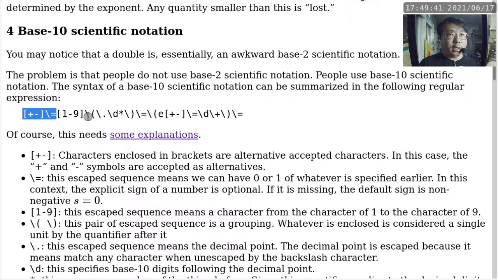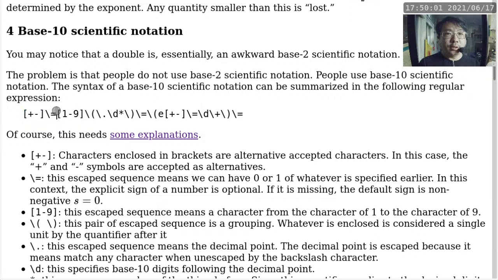So do we have any questions about this part of base 10 scientific notation? We can start with a plus, we can start with a minus, or we can start with neither of those two. Okay, I'm not seeing any questions.